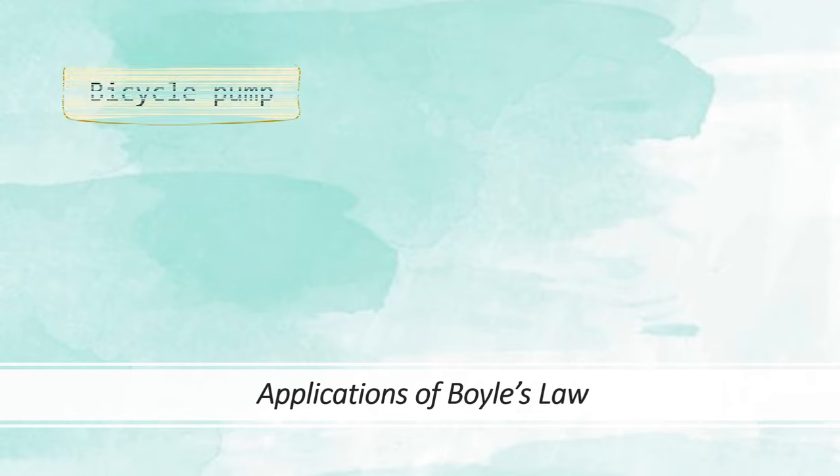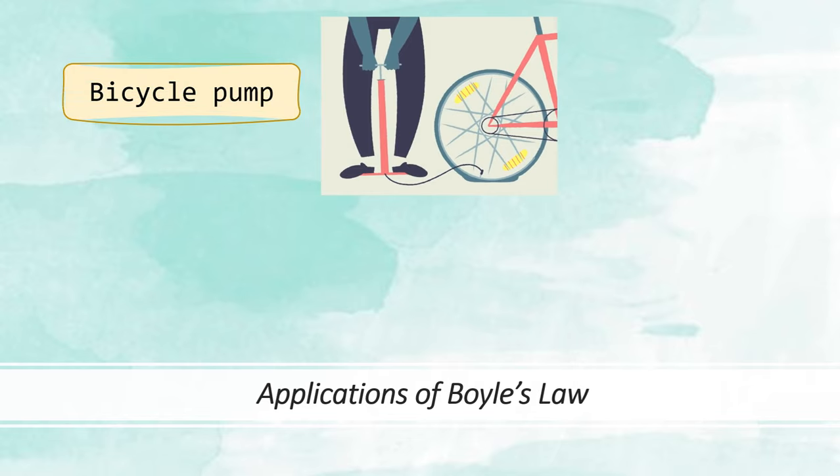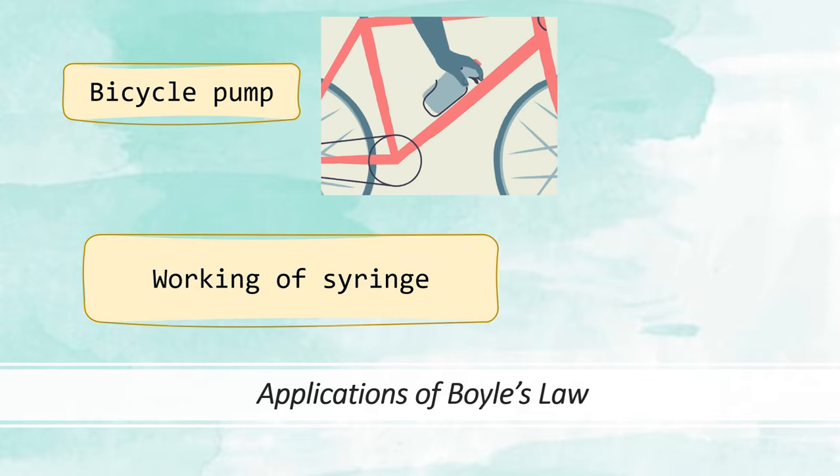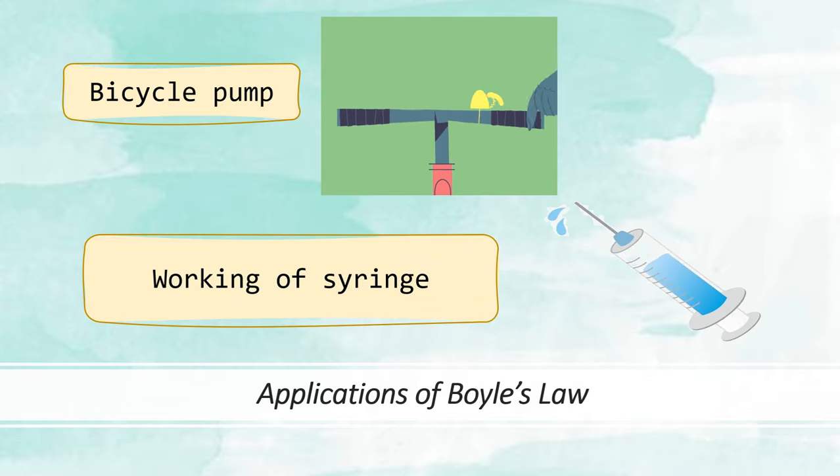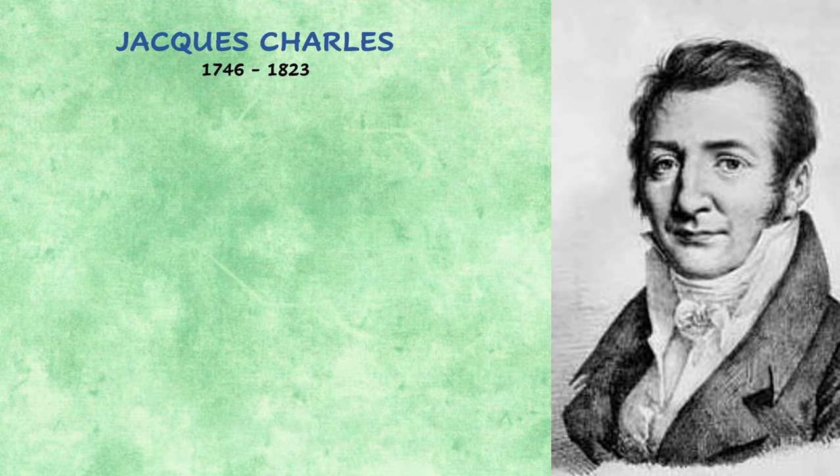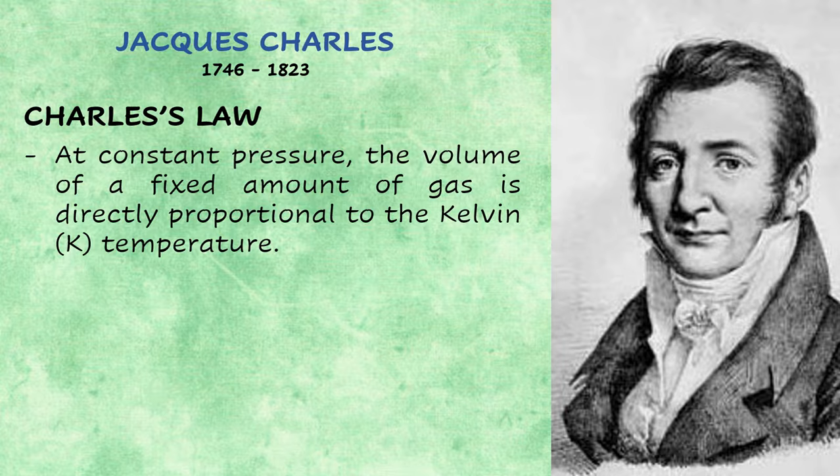Other applications of Boyle's Law are the bicycle pump, as well as the syringe. The volume-temperature relationship in gases was determined by and named after Jacques Charles, 1746 to 1823. Charles' Law states that at constant pressure, the volume of a fixed amount of gas is directly proportional to the Kelvin temperature.